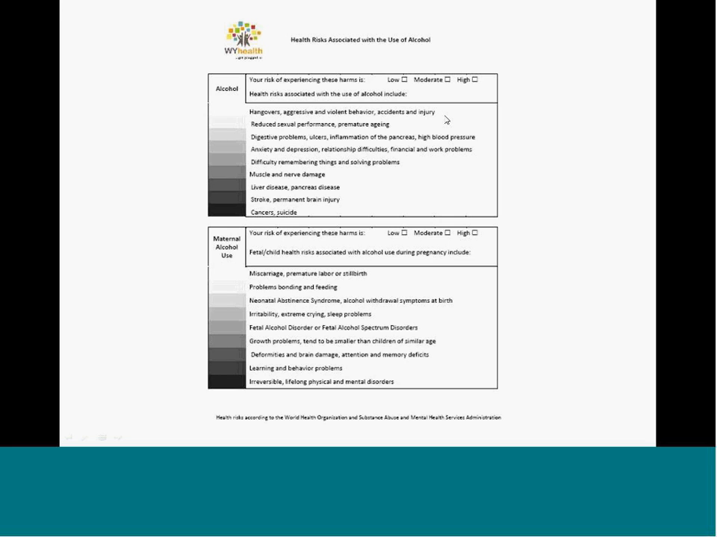When you complete the screening tool and you give them the feedback with the score, you can say something like, there are health risks associated with alcohol use. I'd like to go over some of these with you. You may have heard some of these before, but it might sound a little bit different to you today. Hangovers, aggressive and violent behaviors, accidents and injuries, reduced sexual performance, premature aging, digestive problems, ulcers, inflammation of the pancreas, and high blood pressure. And literally read down this list, and if they stop you on one of these and want to talk more about that health risk, do so. As you can see, these are graduated. They get worse as you go down the list.